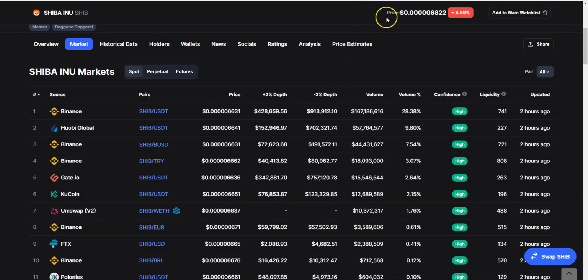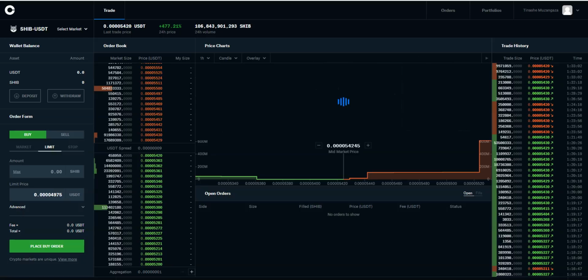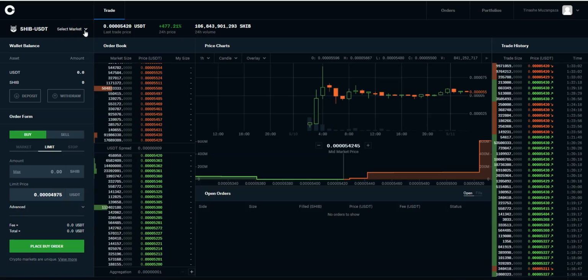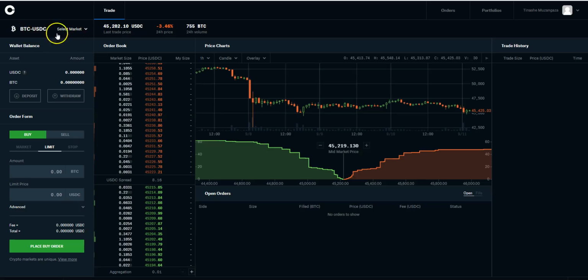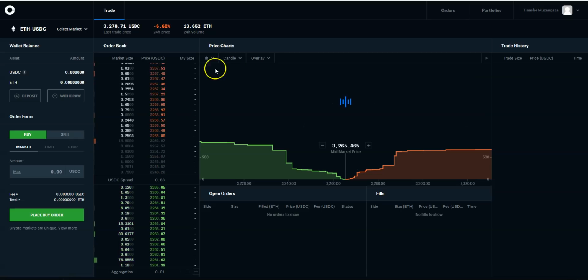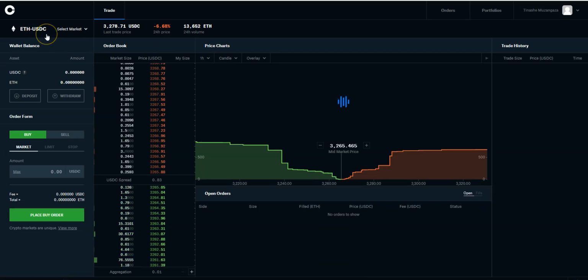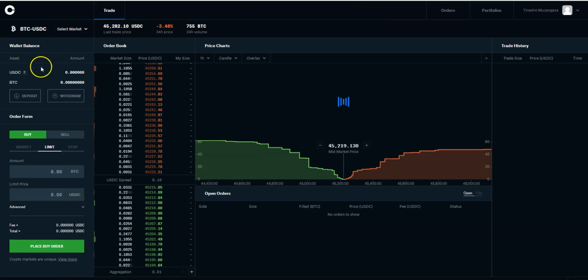So I went back to Coinbase, and I just clicked over here because I wanted to see what it's like for the other pairs. So this is Bitcoin USDC, and then this is also ETH. I'll just let it load. So this is Ethereum and USDC. And if you look, here's the Bitcoin one.